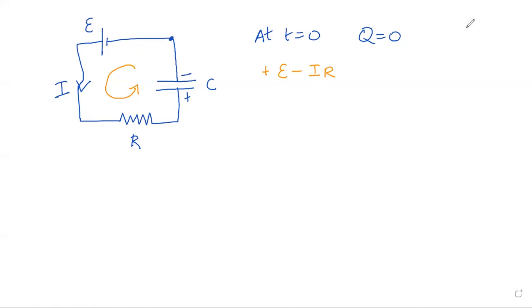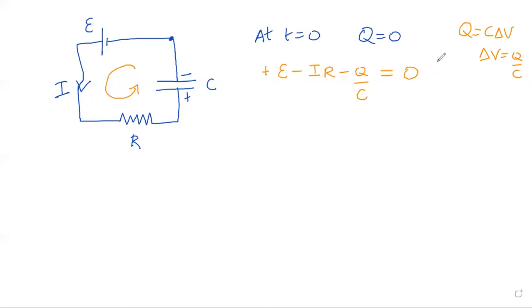How much? Well, remember that for a capacitor, Q is equal to C delta V. And so delta V is equal to Q over C. So we are losing an amount of potential equaling Q over C. Once we cross the capacitor, we're back to our starting point. So the sum of all these changes must be equal to 0.